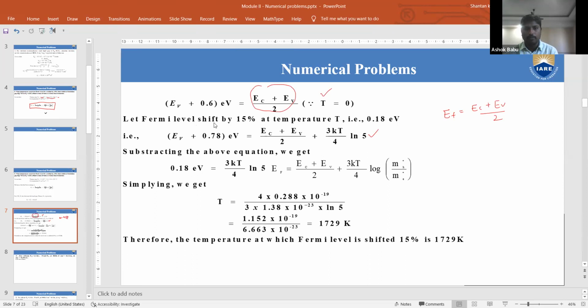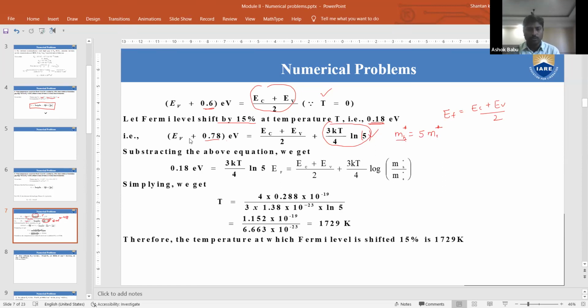We need to find out at what temperature the Fermi level shifts by 15%, which is nothing but 0.18 electron volts. So adding 0.18 to the 0.6 electron volts, it will be 0.78 electron volts, equal to the expression at temperature T. This term we are also taking into consideration, that is 3 kT by 4 log of Mh star by Me star. But Mh star equals 5 times the effective mass of the electron, nothing but Mh star by Me star equals 5. That's why I am going to substitute here.